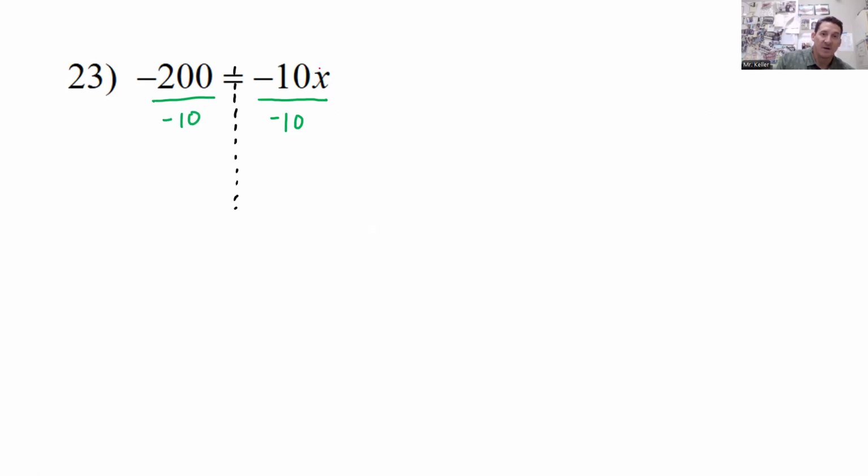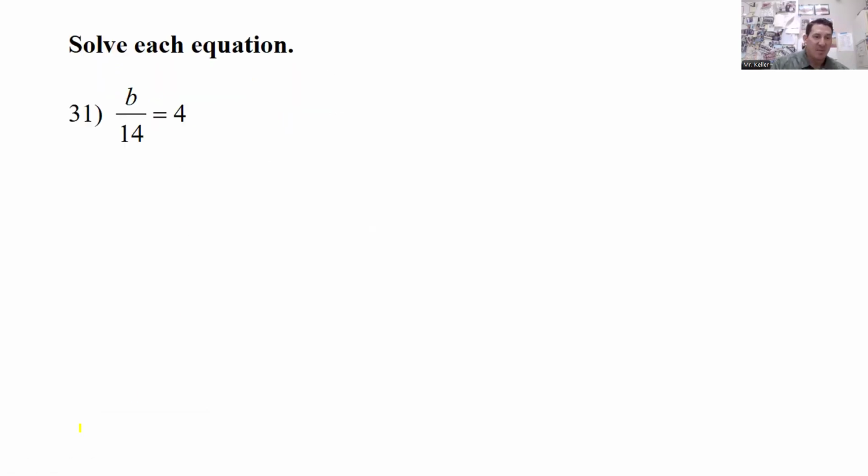Here, we'll start over here. -10 times x divided by -10, that cancels out. So all I have left is x on that side. -200 divided by -10. The negatives cancel each other out. It's going to be a positive. 200 divided by 10 is 20. So just be careful. We have the double negative here. Make sure you're paying attention to that. A negative divided by a negative is a positive.